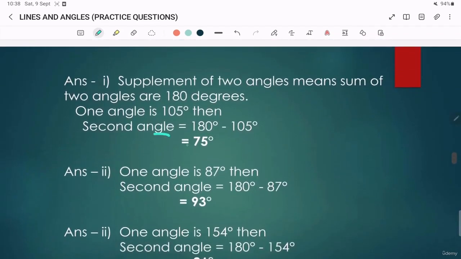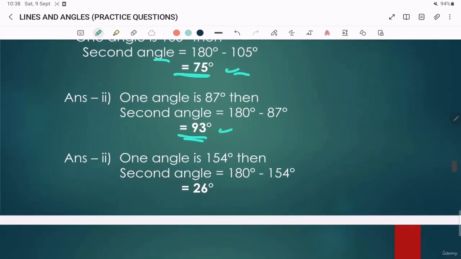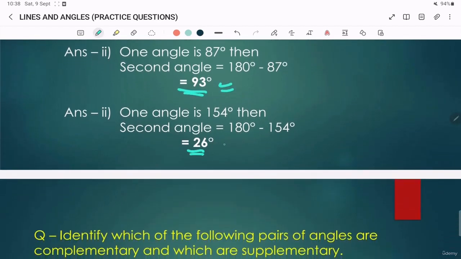So first answer is 75 degrees. Second answer is 93 degrees. And third answer is 26 degrees.